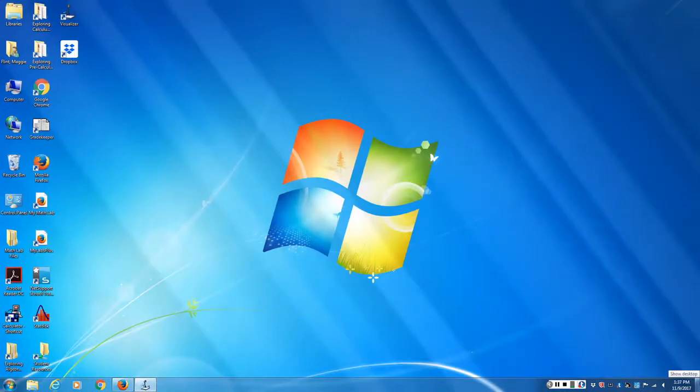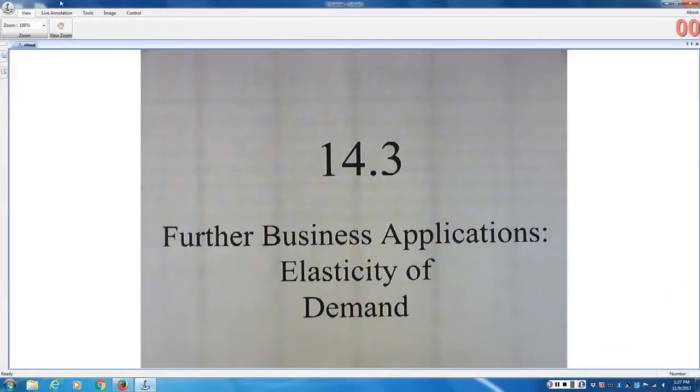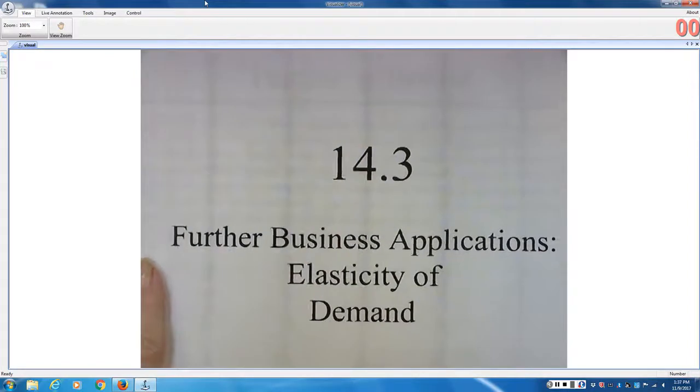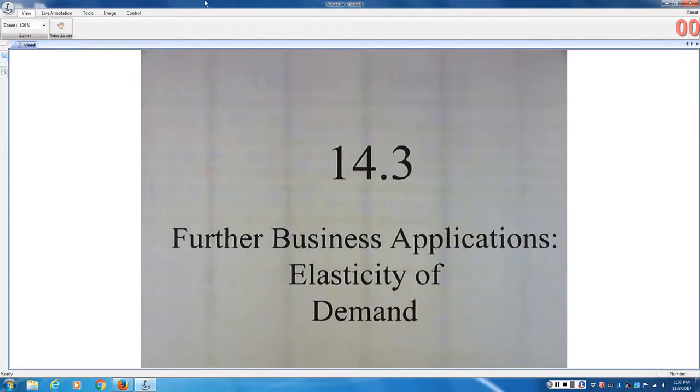Okay, so what we're going to talk about today is an application of derivatives called elasticity of demand. It's the only application that we're going to do out of chapter 14. Well, not the only one, but the major topic. We're going to do 14.3.